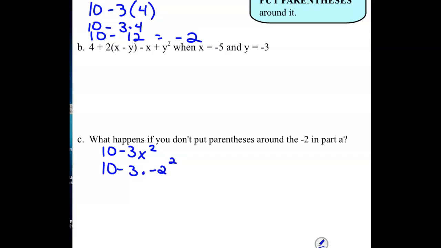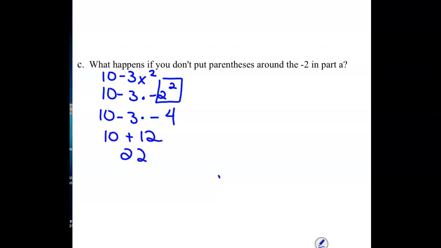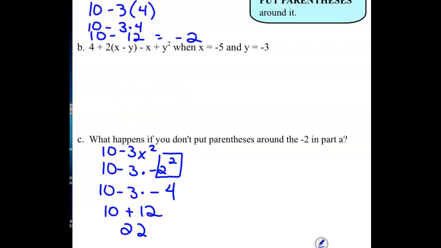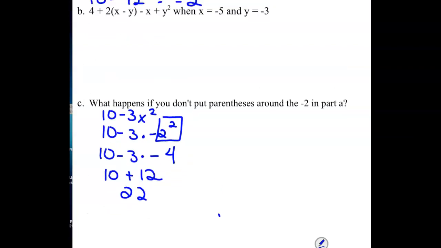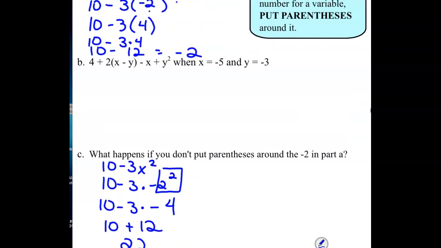And because there are no parentheses, the only thing being squared is actually the 2, not that negative sign. So this becomes 10 minus 3 times a negative 4. And then when we multiply the negative 3 and the negative 4, we get a positive 12, which gives us a different answer than we had the first time around. So that's why we follow order of operations, and we make sure that we include parentheses around those when we're dumping in a negative value. So this is incorrect. Go ahead and cross that out. This is the correct one.